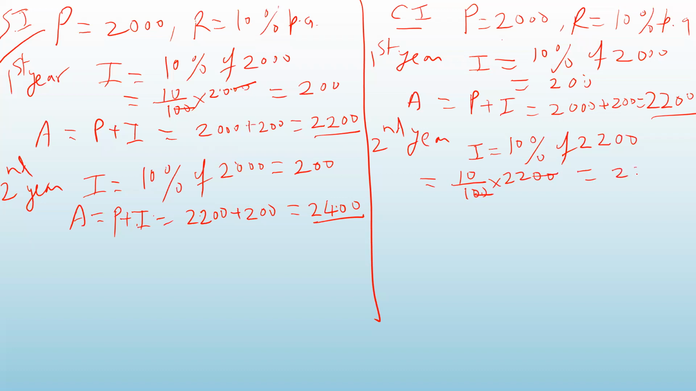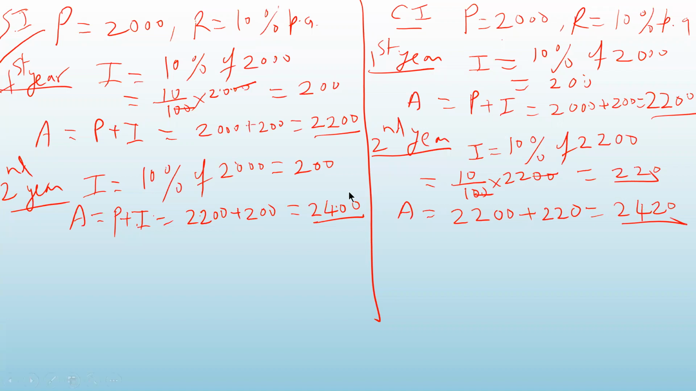It is 220. So this is the interest you are getting in the second year, whereas in simple interest, the interest was only 200. Here you got more interest in the second year, that is 220. What is the amount after 2 years? The amount in the first year was 2200, and in this, the interest of the second year will be added, that is 220. So you will get 2420.